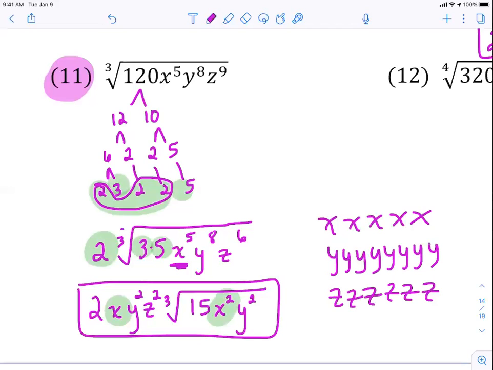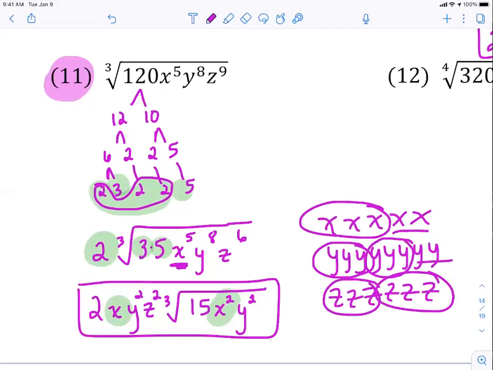Remember, because you're taking a cubed root, we're looking for groups of 3s. So there's 3 x's with 2 left over. There are 2 groups of 3 y's with 2 left over. And there's 2 full groups of z's with none left over. So that's where you get your final answers outside.